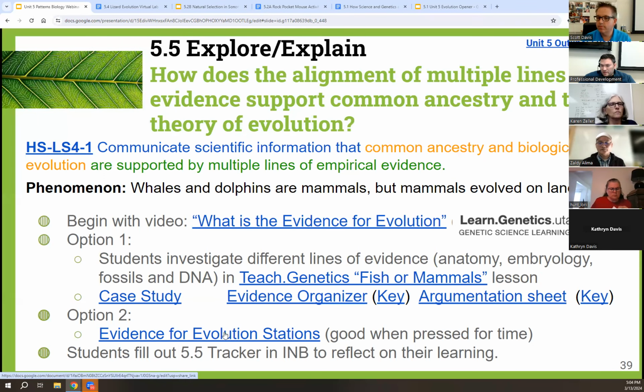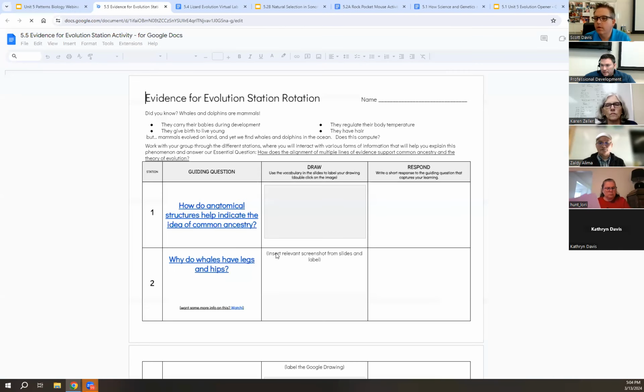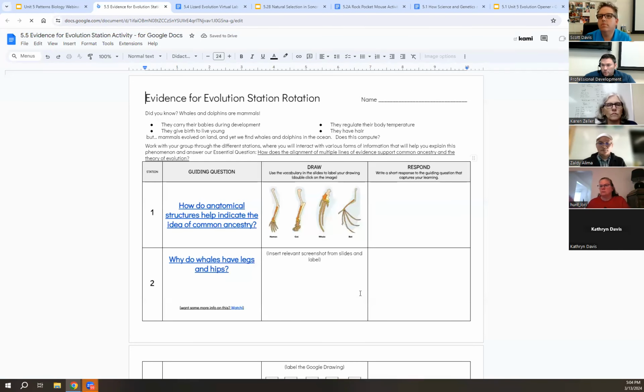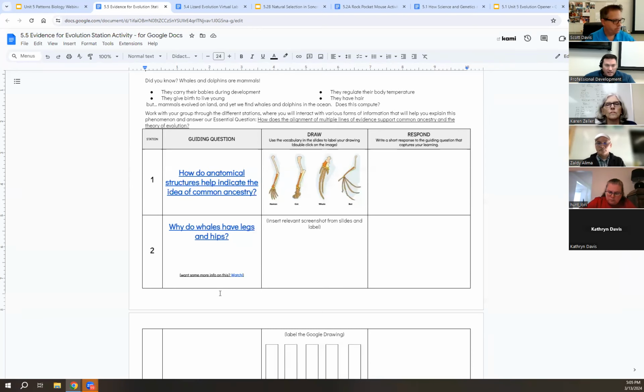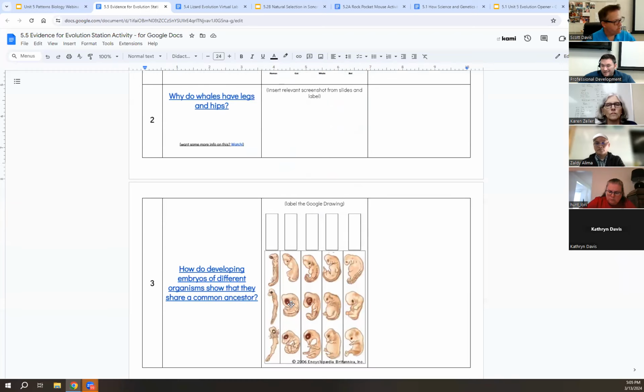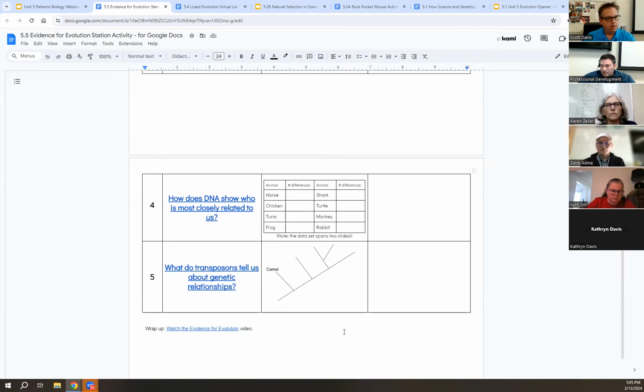There's also this evidence for evolution stations. This one, you are splitting the groups into one of these. And so they are probably going to look at, I mean, that's the way I would do it. You could have them do the whole thing if you would like, but I would have them split up. So they would go through and they would write down, what does this have to do with common ancestry? The second group would answer this. And I kind of like to have those discussions where they kind of get back together and talk to each other about. And then there's that cladogram there at the bottom with transposons, which are genetic genes that move from place to place.